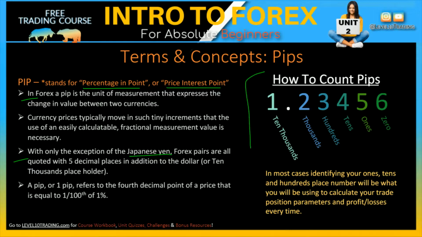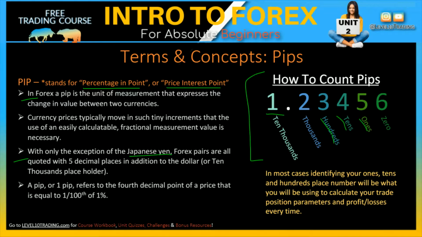And if you glance over here at the graphic on the right, you'll see just how the decimal places are structured. And just so that you know, typically the placeholders that will have most of your attention and will be used most by you to both place and manage your trades will be the ones, the tens, and the hundreds. Those are the places to the right of the decimal that most of the time you're going to be managing and really paying the most attention to.